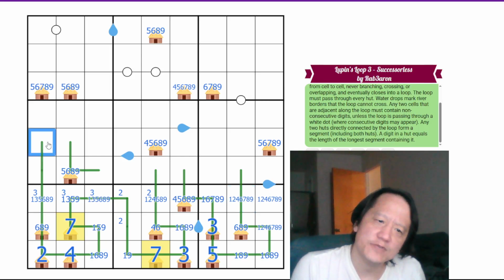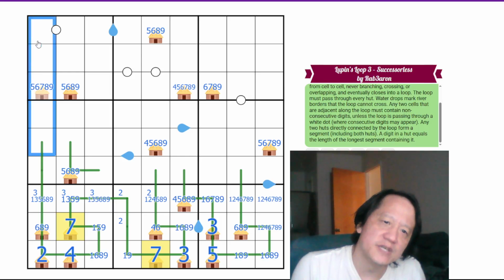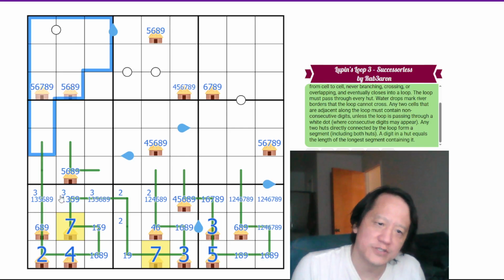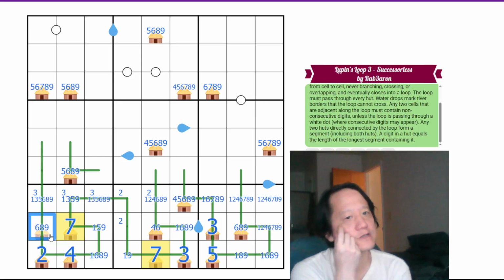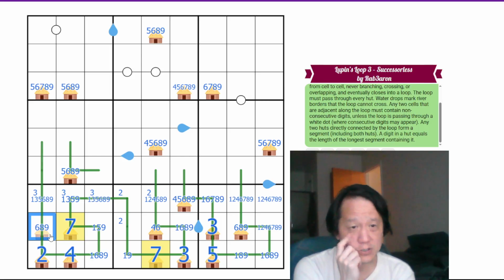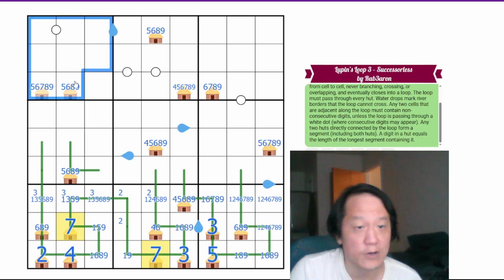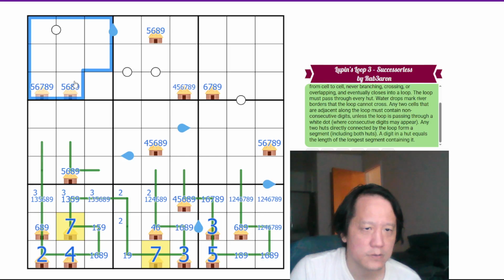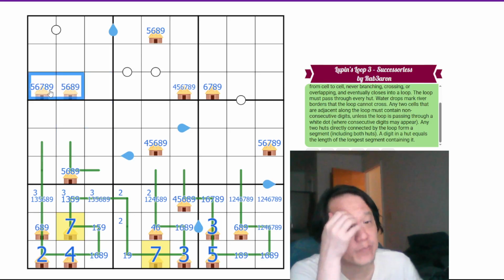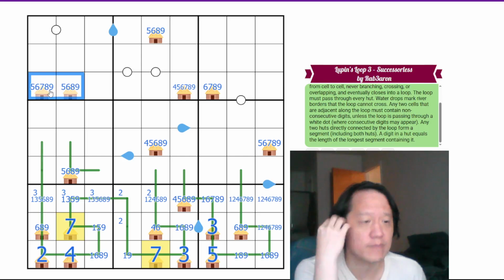What happens if this connects to here? That means this has to have a very long loop here. Or it has to have something greater than 6. Which could be 7. So 1, 2, 3, 4, 5, 6, or 8. But then this would have to be even longer because they can't have the same thing in the same box.